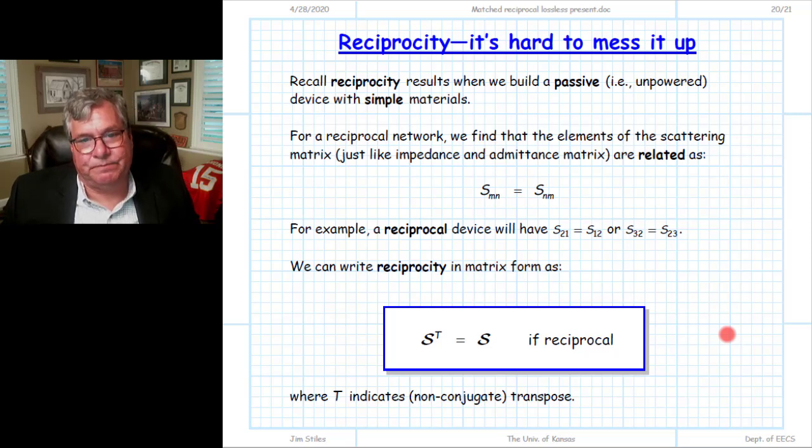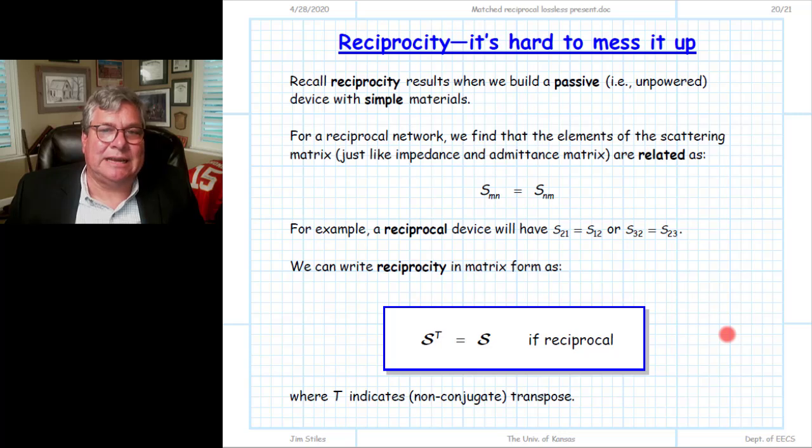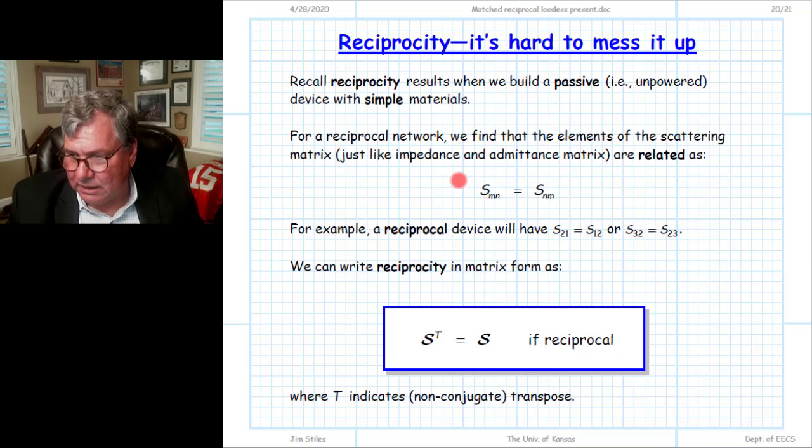And so this is precisely the same as what we had for an impedance matrix or an admittance matrix. A reciprocal device resulted in an impedance or admittance matrix that was symmetric, where we had this form, although we replace it with Z or admittance, transadmittance parameters Y. And so it's likewise the same for a scattering matrix.